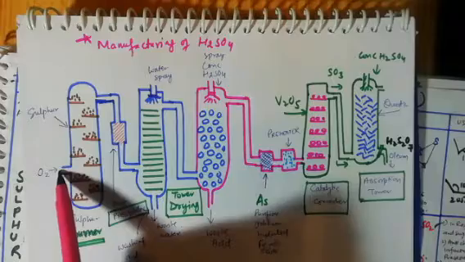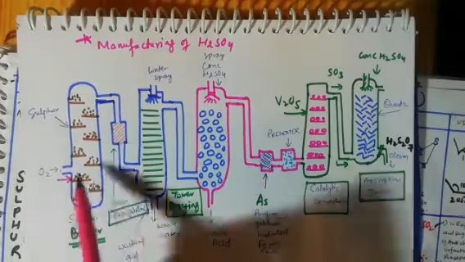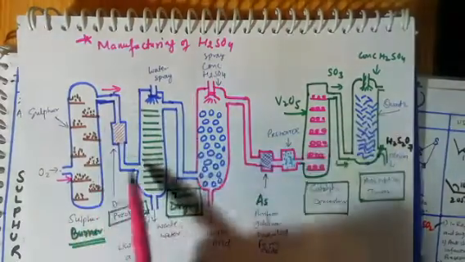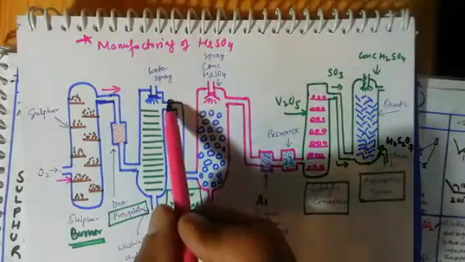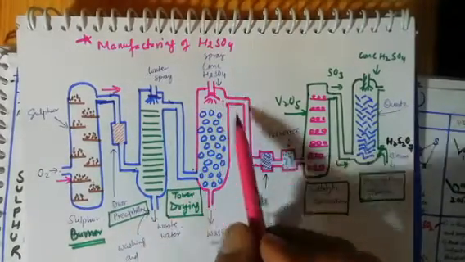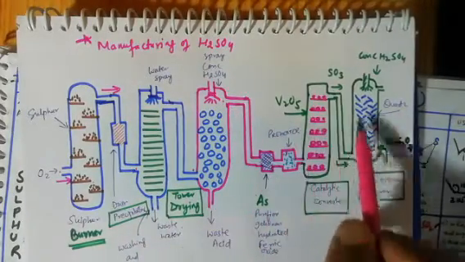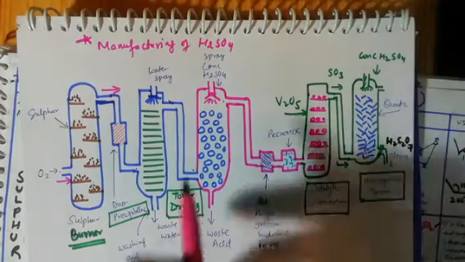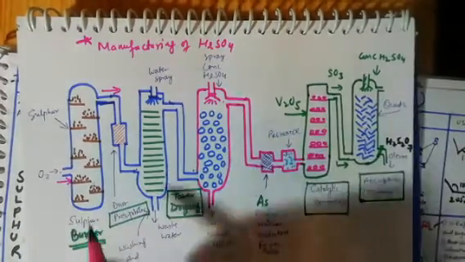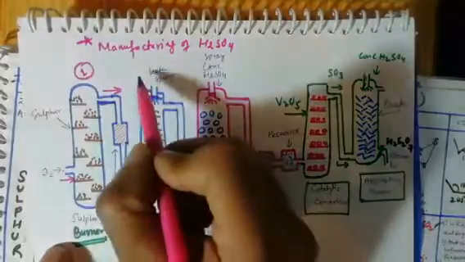You can see that from this side gas will pass, and from here gas will release. Gas will pass, gas will release, like this, in the same way. So you will make 5 chambers.